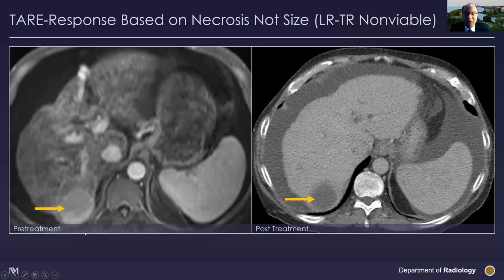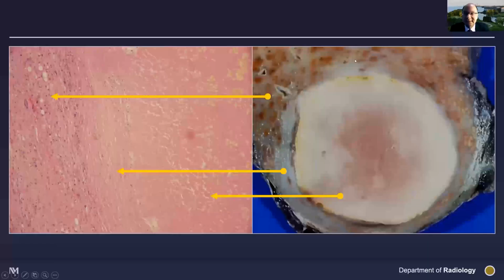This is a patient who was treated. Post-treatment, you can see the lesion hasn't changed in size, but it nicely demonstrates necrosis. So I want to emphasize the importance of necrosis. This was non-viable at the time of explant. And you can see the explant here. What's interesting is here you can see the dead tumor. You can see the narrow zone of transition, and you can see the normal liver adjacent to it on this nice schematic of the gross specimen as well as a microscopic slide.